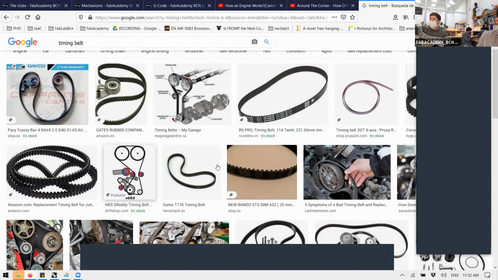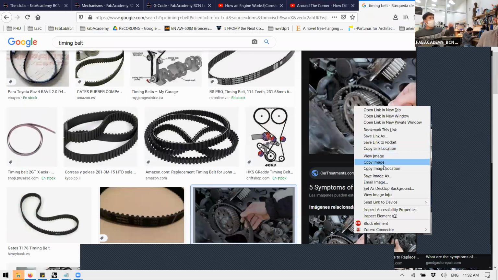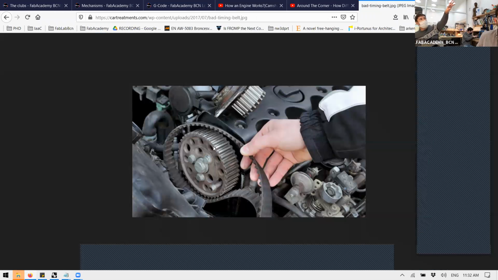Also, if you see, I think you have one there. If you need to transfer movement from one axis to another, and you don't want to use a chain because it's noisy, because it doesn't absorb the shocks or something, then you can use a timing belt, which is a belt that has teeth and that basically synchronizes both axes.